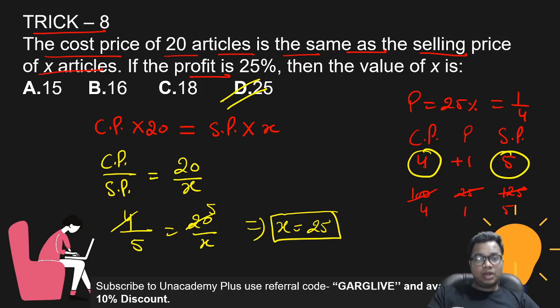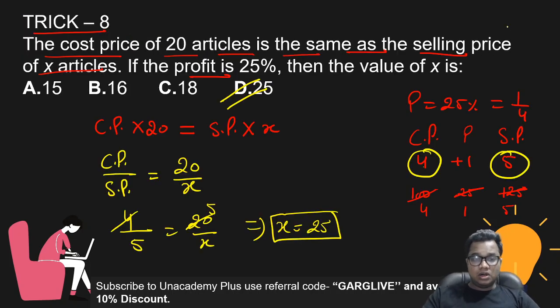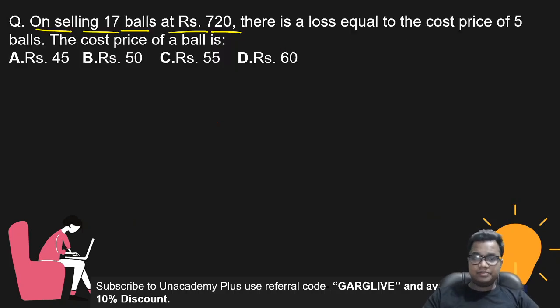Okay, now the next one. On selling 17 balls for rupees 720, there is a loss equal to the cost price of 5 balls.